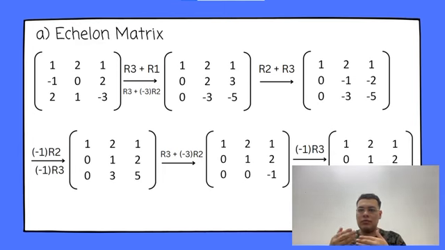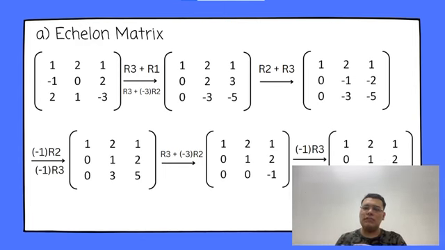Now we can start working on the third row. We want to delete the 0, make it 0. We want to delete the 3, make it 0, and also change the 5 to 1. So we will make R3 plus negative 3 R2. That way we will have 1, 2, 1, 0, 1, 2, 0, 0, negative 1.